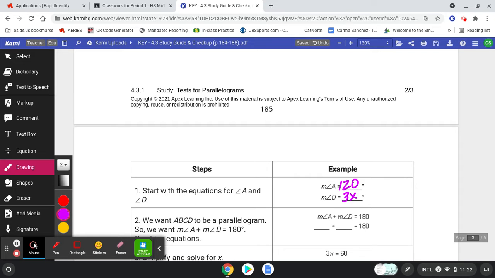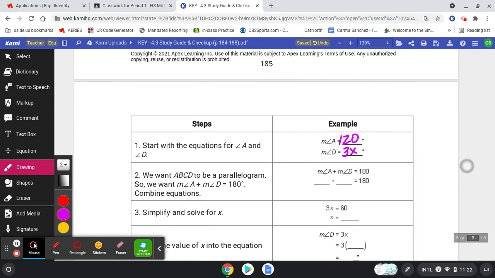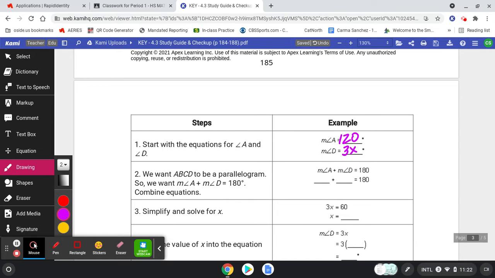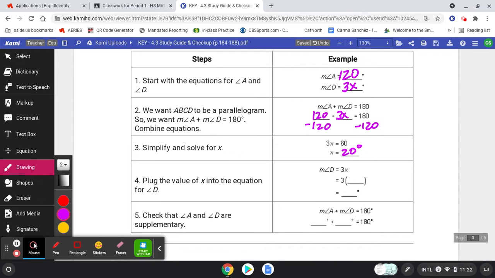Since we know that the measure of angle A and the measure of angle D equal 180 because they are consecutive angles that are supplementary, we can say that 120 plus 3x is equal to 180. So then we're going to subtract 120 from both sides, leaving us 3x equals 60. Divide both sides by 3. We solve and get that x equals 20 degrees. So if x is 20, the measure of angle D is 3 times 20, or 60 degrees. And then the measure of angle A, we're double checking it, 120 plus 60 does equal 180. Check.